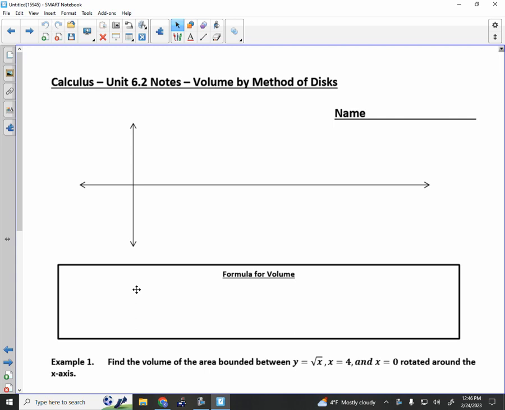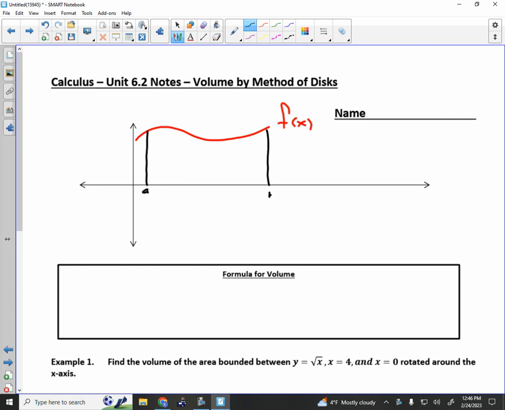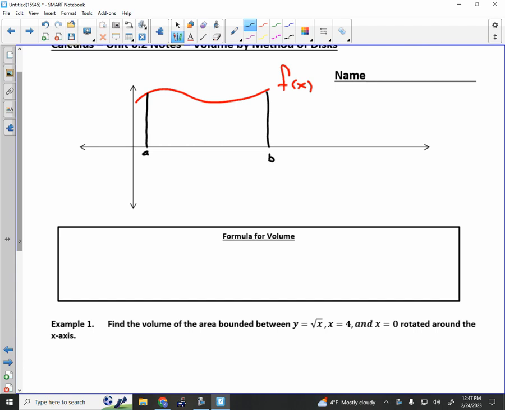Okay. Here we go. Today we're going to do something really cool. Today we're not going to find area, we're going to find volume. And it is kind of ridiculous how we go about this process. It's kind of like this. Suppose you have a function, and you bound that function from A to B. And then you take that function and you revolve it around the x-axis. So I have this kind of weird shape going on right here.